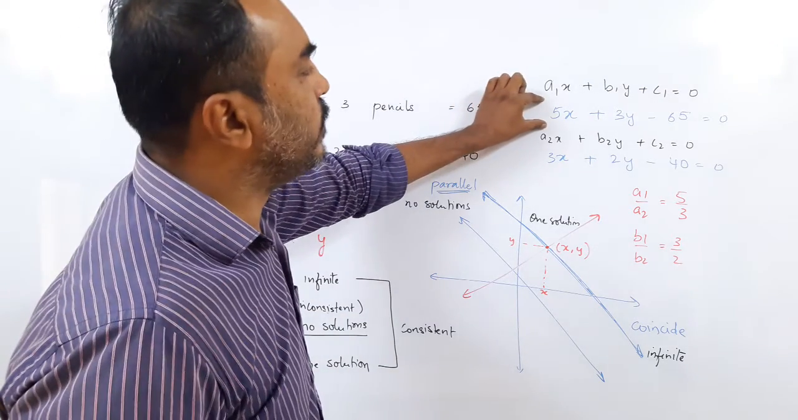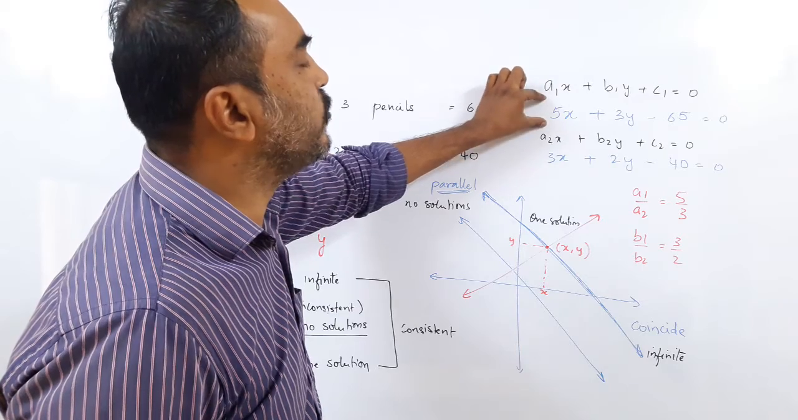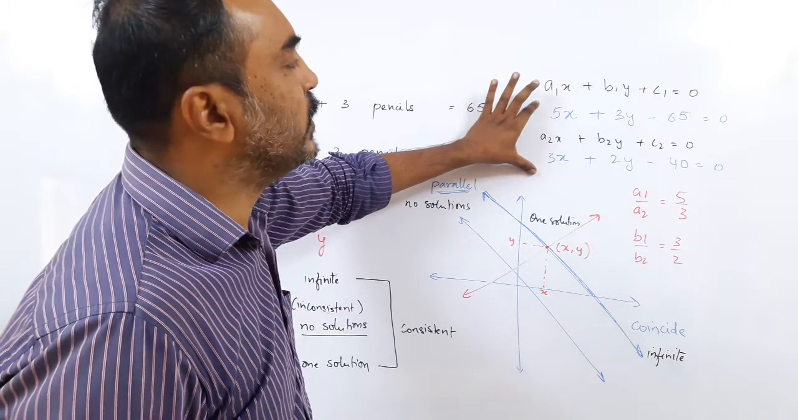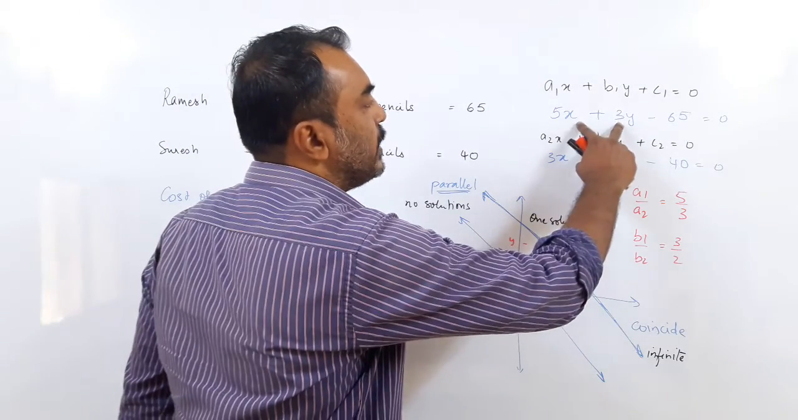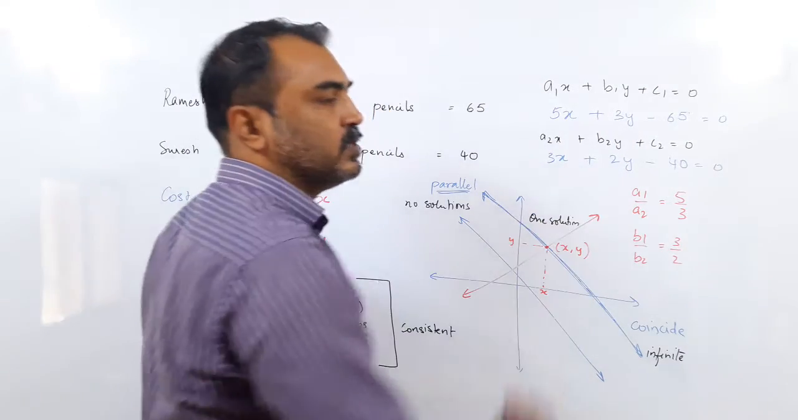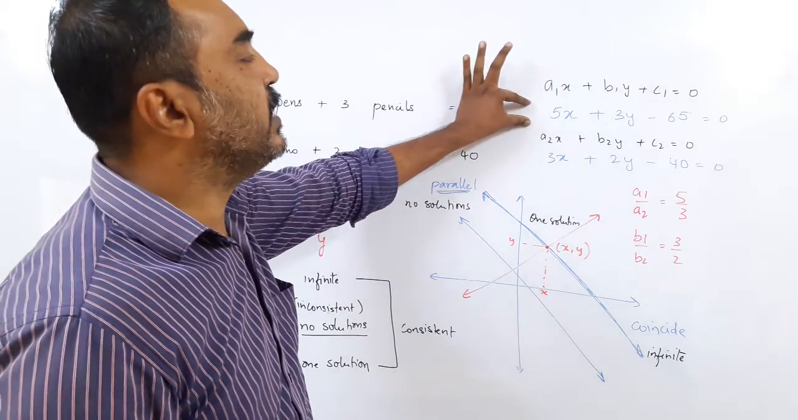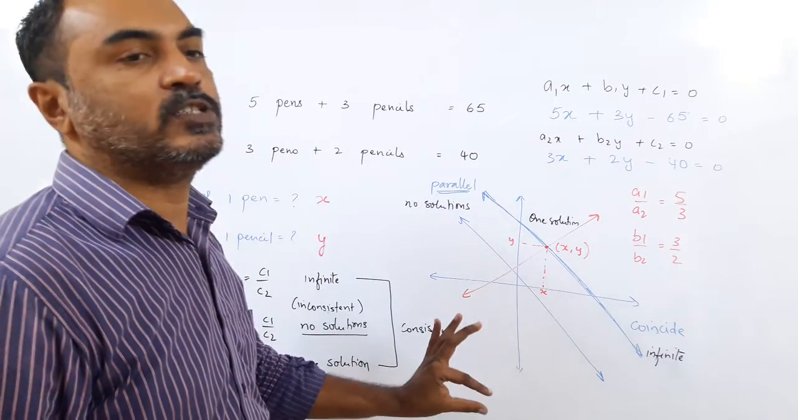When there are two variables, one equation cannot give you the answer. You need a minimum of two equations. Because there are two variables, you will need two equations. And in the further classes you will learn, when there are three variables, you will need three equations.